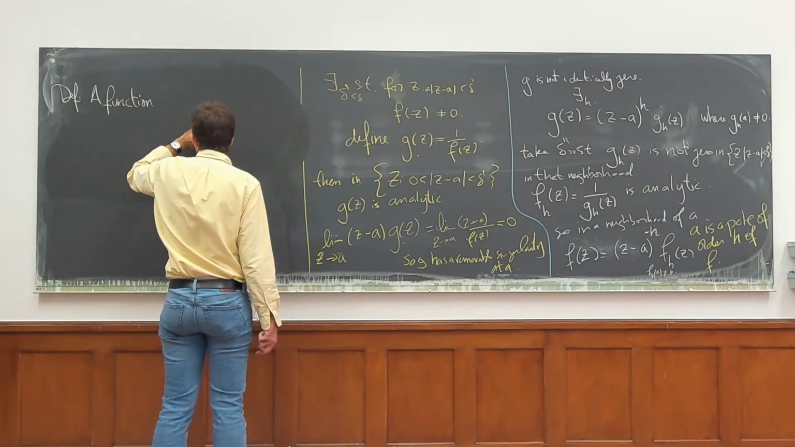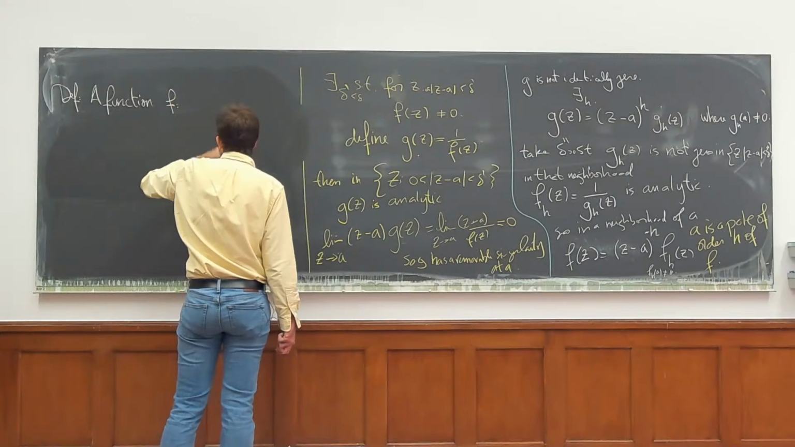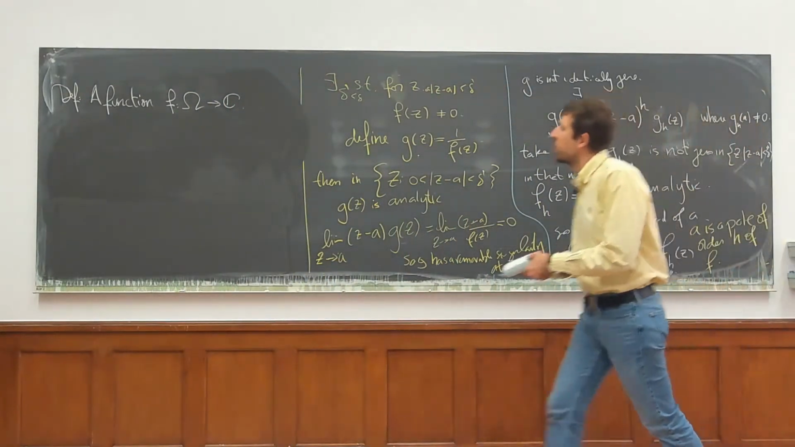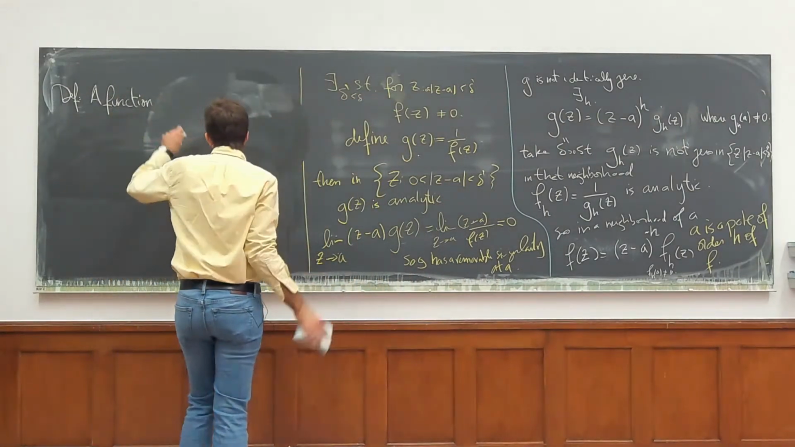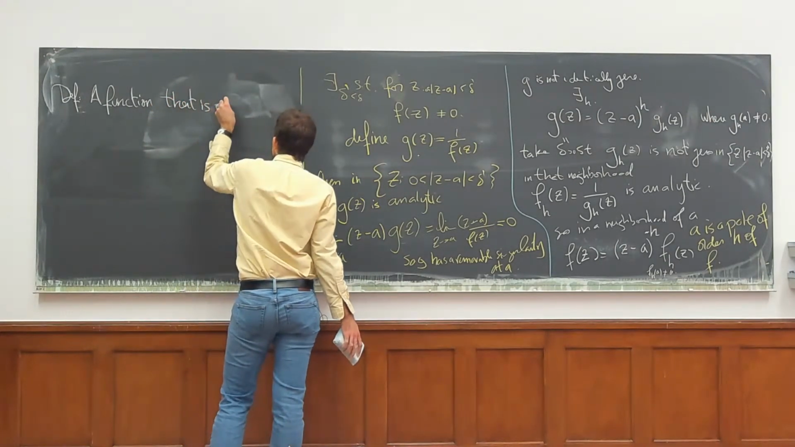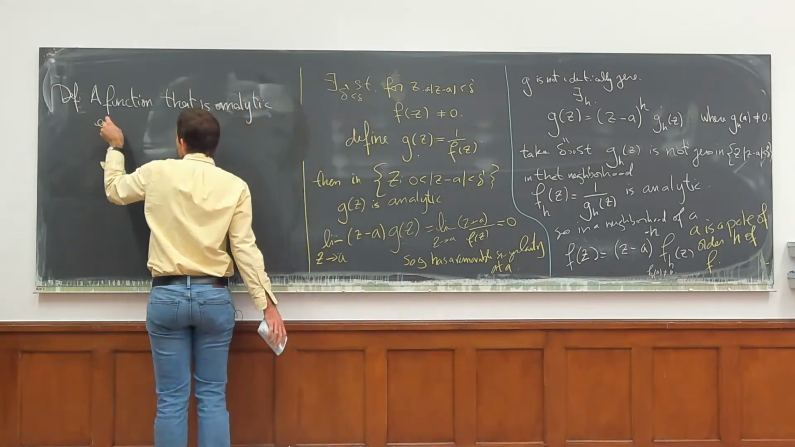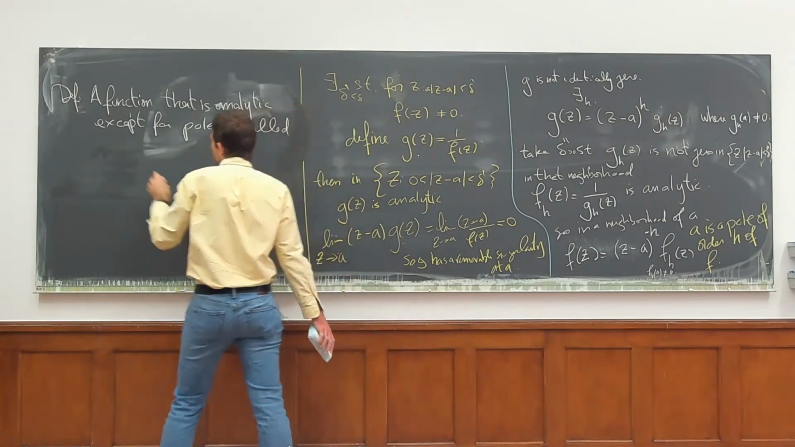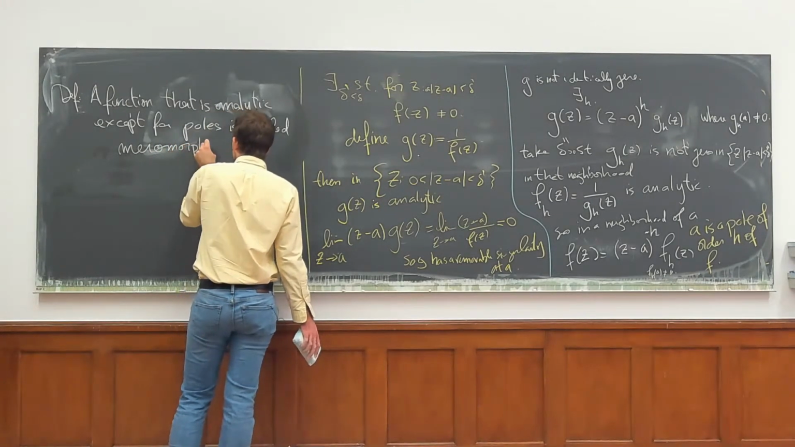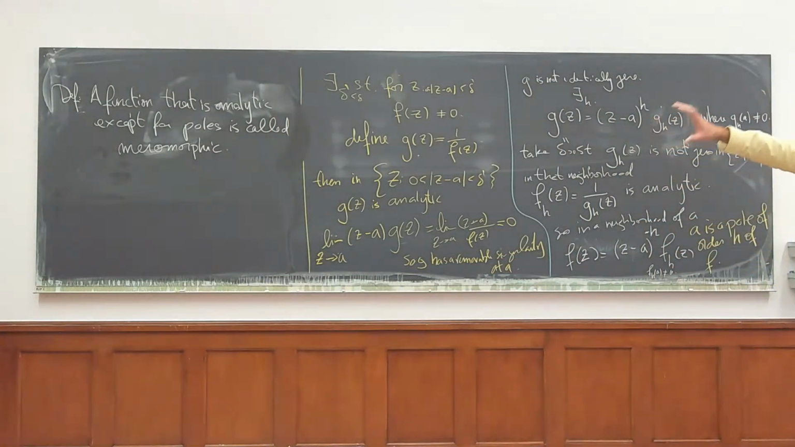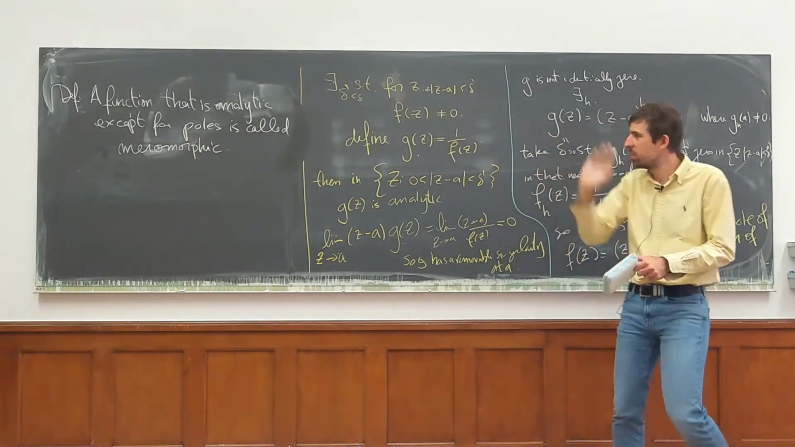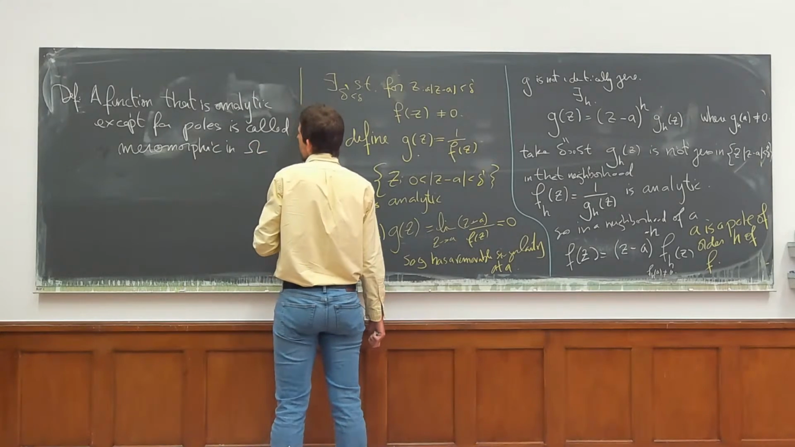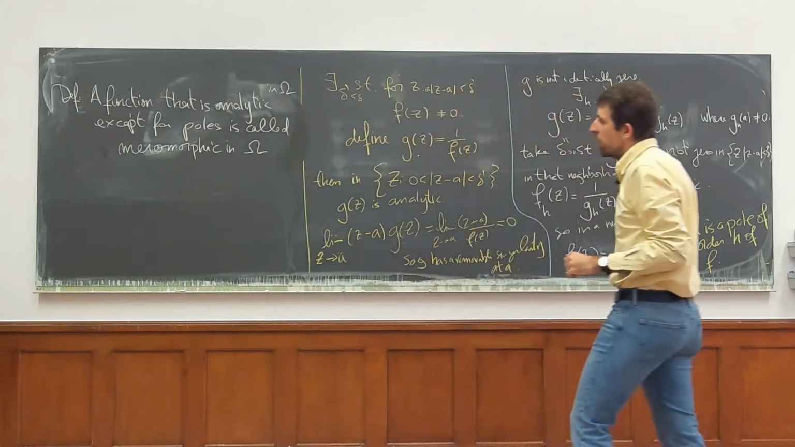A function, let's say f. Maybe if I say it this way, I don't want to define it this way yet. So let me just say first in words, a function that is analytic except for poles is called meromorphic. I'm not saying yet that it goes from a region to C, because at the pole I would have to define it to be plus infinity, so I don't want to do that just yet. But a function that is analytic in a region except for poles is called a meromorphic function.